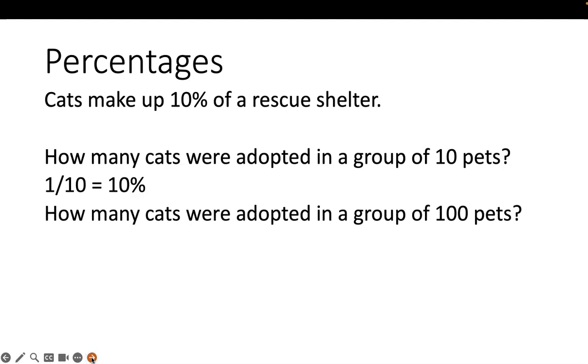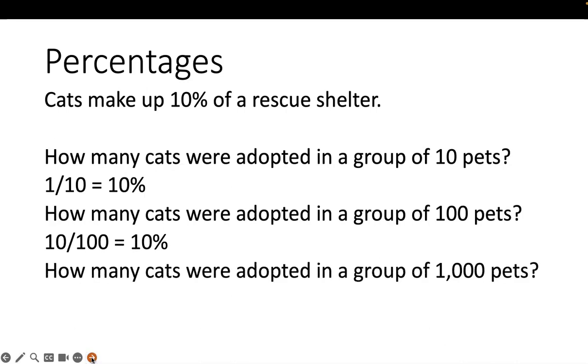So if I have 100 pets, how many cats are being adopted? Well, we know that cats make up 10% of the shelter, so we could assume that it's 1/10 of 100, or 10 out of 100. That would also give me 10%. And if I have 1,000 pets at the animal shelter, how many of them would be cats? Well, again, we could assume 10%, and so that would be 100 out of 1,000 pets would be cats.